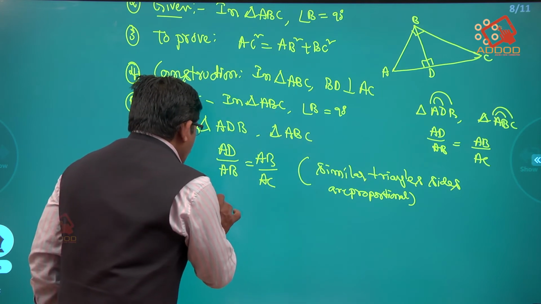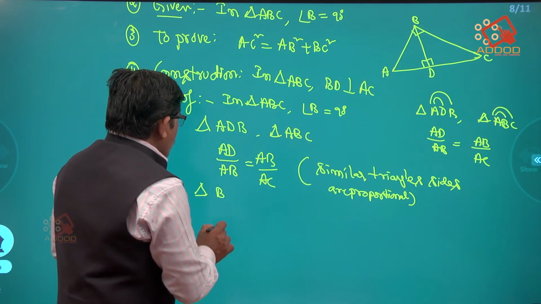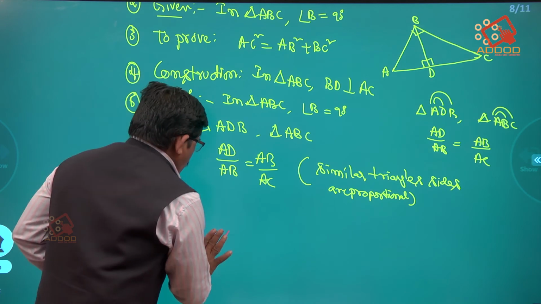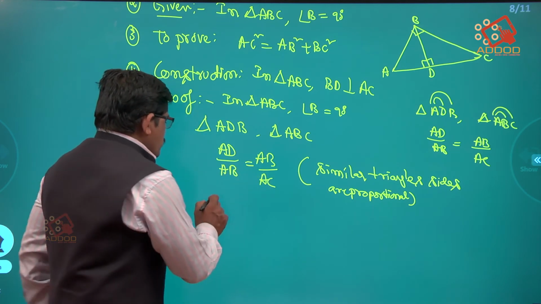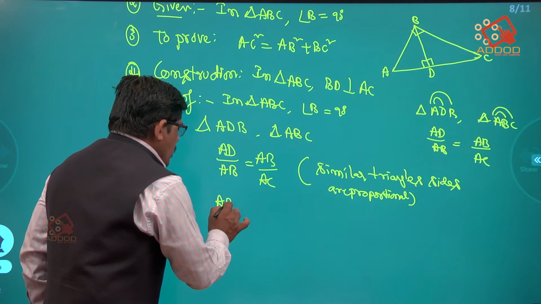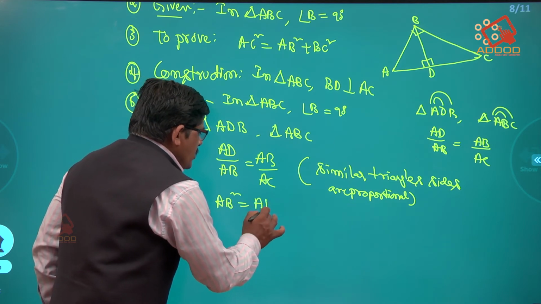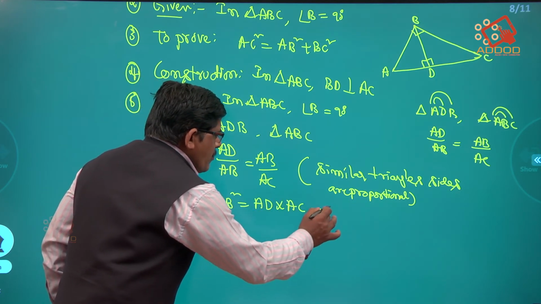Next, another triangle, the same triangle here, triangle BDC. Now here take cross multiplication: AB into AB is equal to AD into AC, so AB square is equal to AD into AC. This is equation number 1.